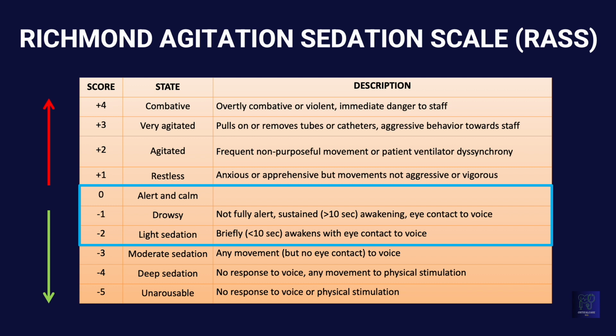Let's say when you're assessing the patient, he is not responding to verbal stimuli, only grimaces or opens eyes to painful stimuli. That gives him a RASS score of -4. In that case, we need to decrease the sedation to bring it to anywhere between 0 to -2.